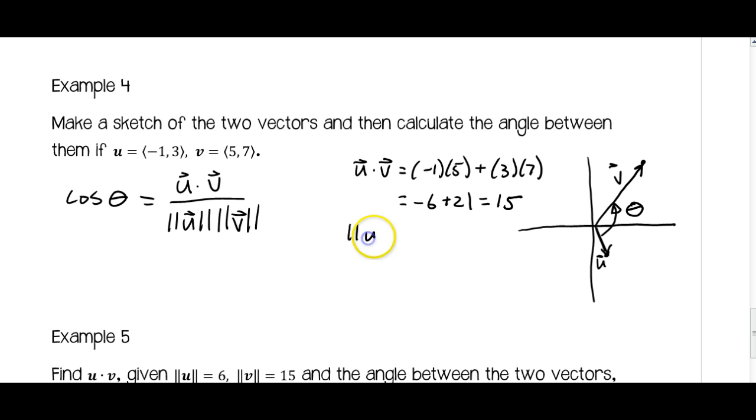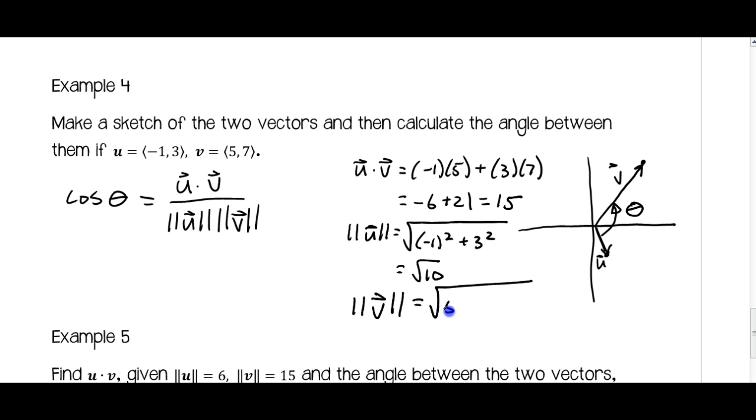And then I need the magnitude of u. So that's going to be the square root of negative 1 squared plus 3 squared. So that's the square root of 10. And I need the magnitude of v. So that's going to be the square root of 5 squared plus 7 squared. So that's the square root of 25 plus 49, which is the square root of 74. Okay, and don't worry about simplifying these because we're just plugging them back into the formula here.